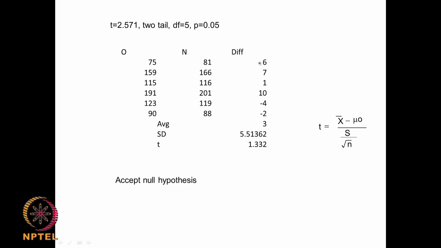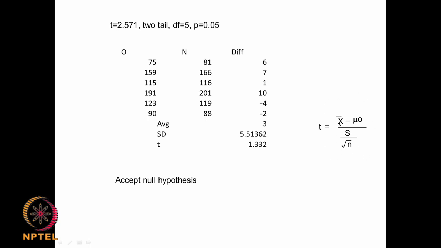So 75 minus 8, 6, 7, 1, 10, minus 4, minus 2, the average is 3. So does 3 come from a different population where mu naught is equal to 0? The standard deviation is 5.51. So, the t I can calculate using this equation.